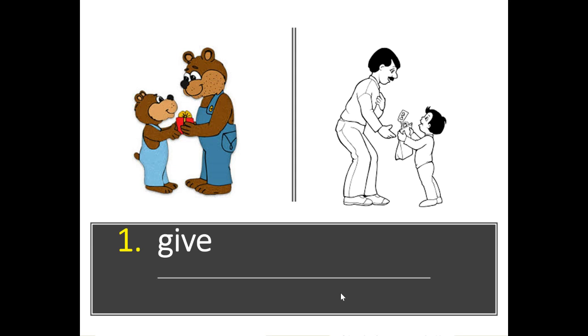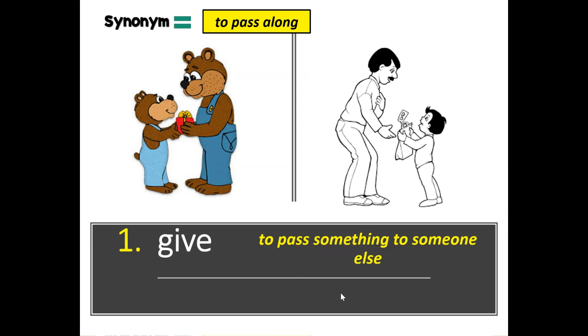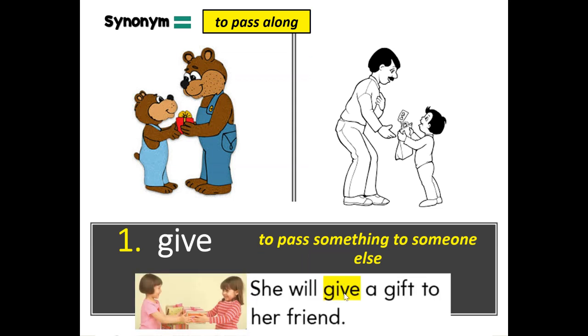So make sure you write number 1, give, G-I-V-E, give, G-I-V-E. What does give mean? To pass something to someone else. Give means to pass something to someone else. So a synonym or a short definition could be to pass along. She will give a gift to her friend. Think about it, or how do I use it? Please give me the scissors. Do you think it is better to give or to receive something? So make sure you wrote give, G-I-V-E.